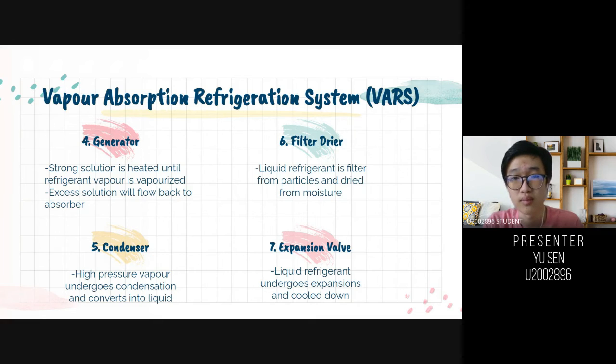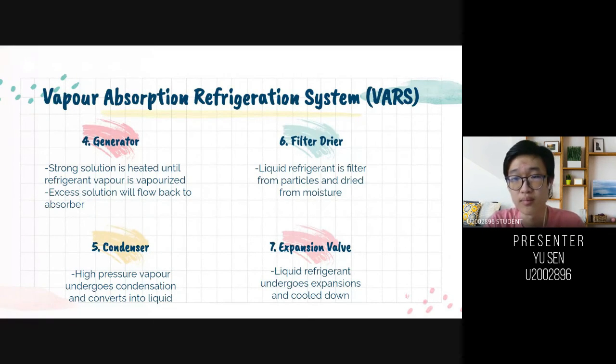The refrigerant vapors will then continuously flow into the condenser. High pressure ammonia vapors will undergo condensation in the condenser, and it will convert into the liquid form. The liquid ammonia will then flow through the filter dryers. In the filter dryers, the liquid refrigerants will be filtered from particles and dried from moisture to prevent freezing and cause blockage in the VARS.